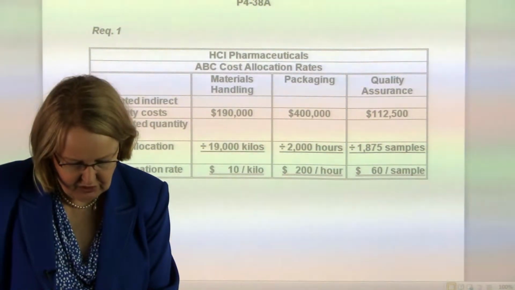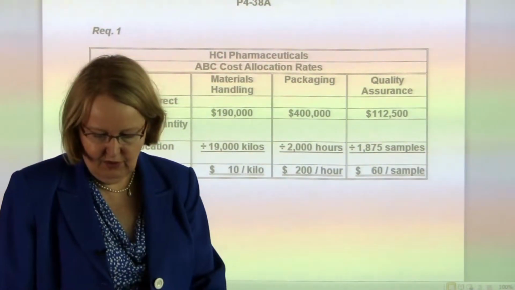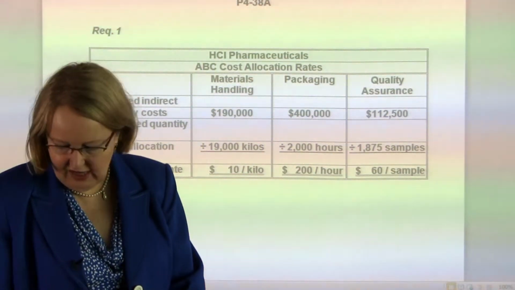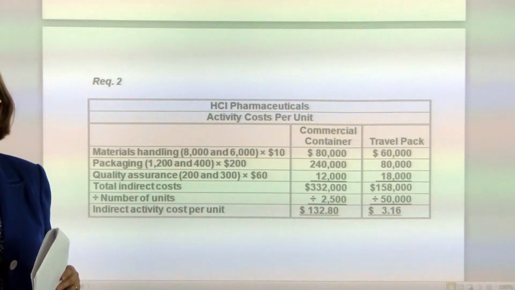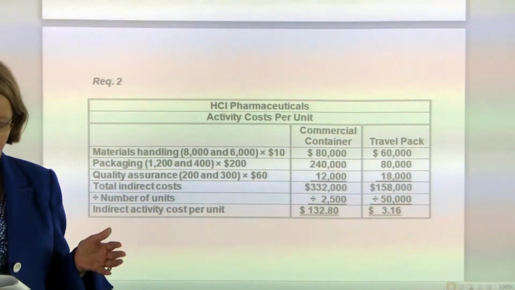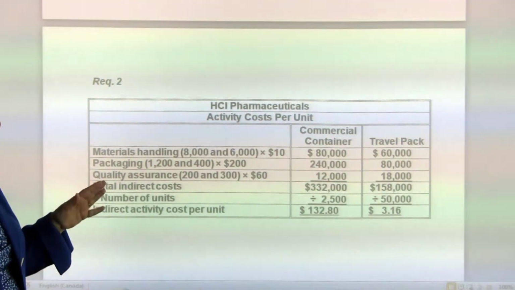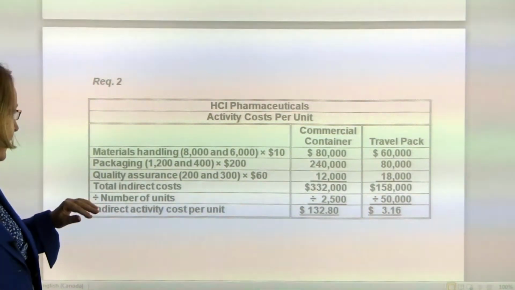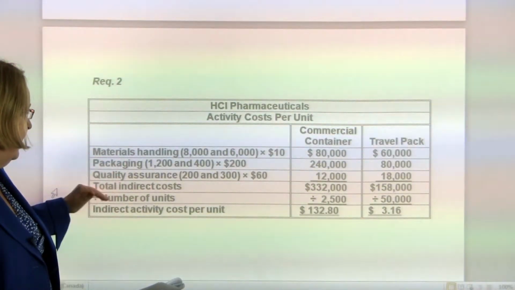So requirement 2 is asking us to use the activity-based allocation rates to compute the indirect cost for each unit for commercial containers and travel packs. Okay, so now that we've completed requirement 1, we're going to look at requirement 2, which is to take the allocation rates that we've just calculated and apply them to each of these products. So they have two products: commercial containers and travel packs. At the top of page 243, you're given the data regarding the volume for each of the main activities.